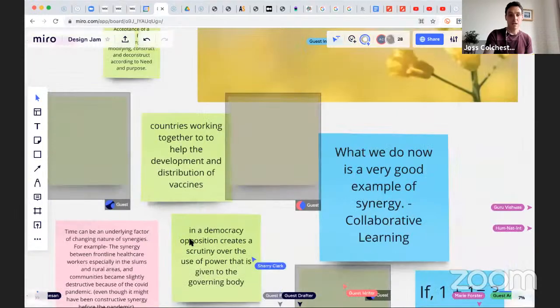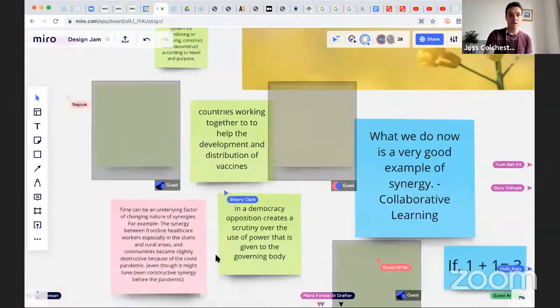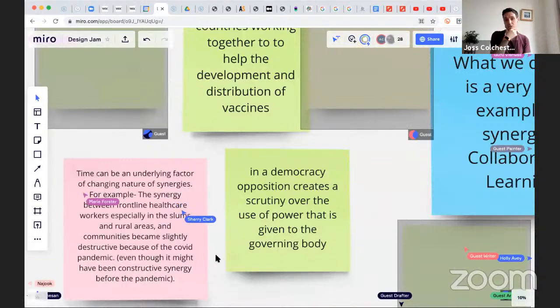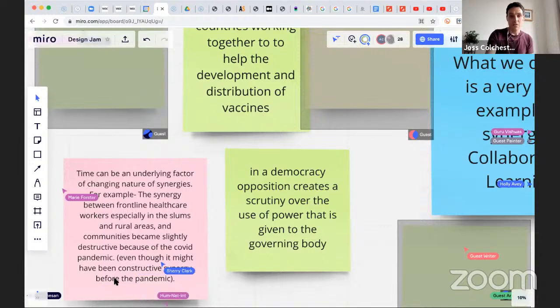Time can be an underlying factor of changing the nature of synergies. For example, the synergy between frontline healthcare workers, especially in the slums and rural areas, and communities becomes slightly destructive because of the COVID pandemic, even though it might have been a constructive synergy before the pandemic. Anybody want to talk on that?